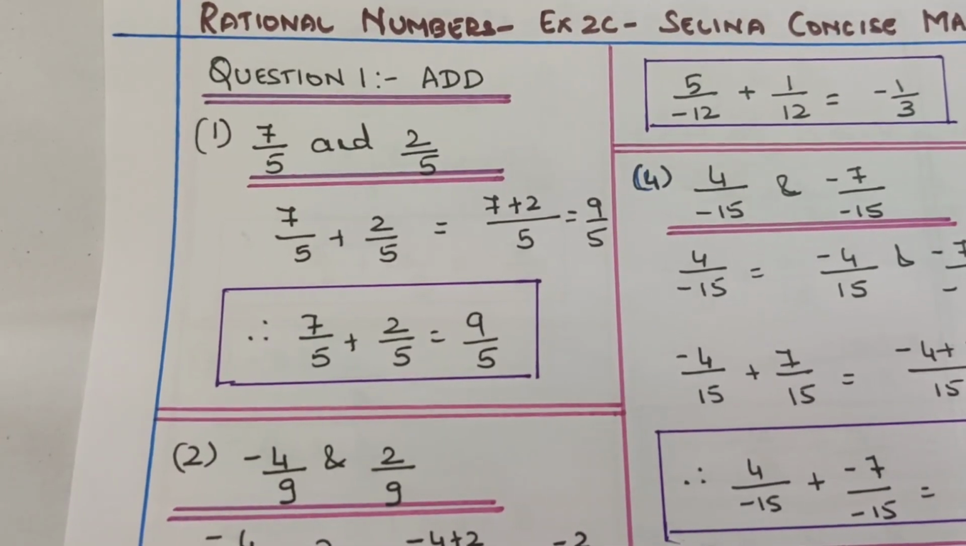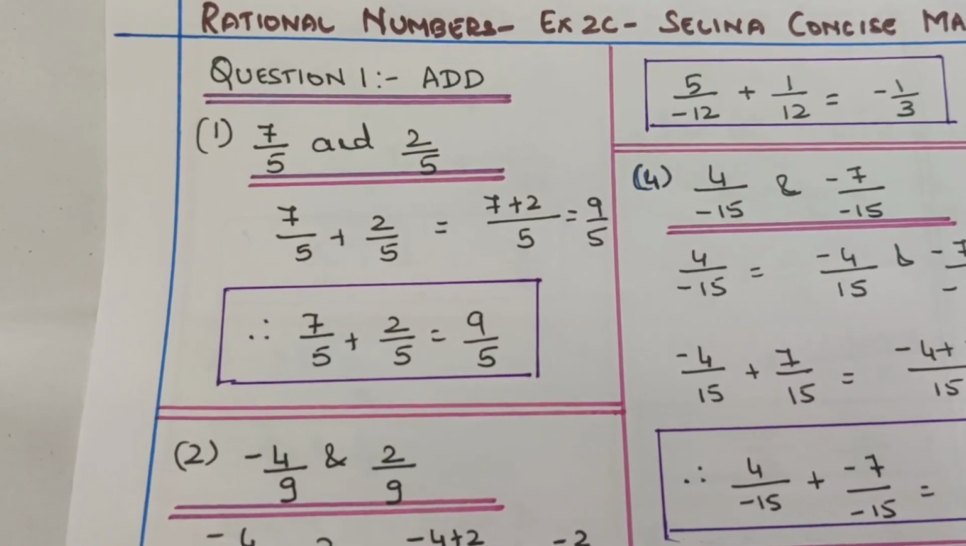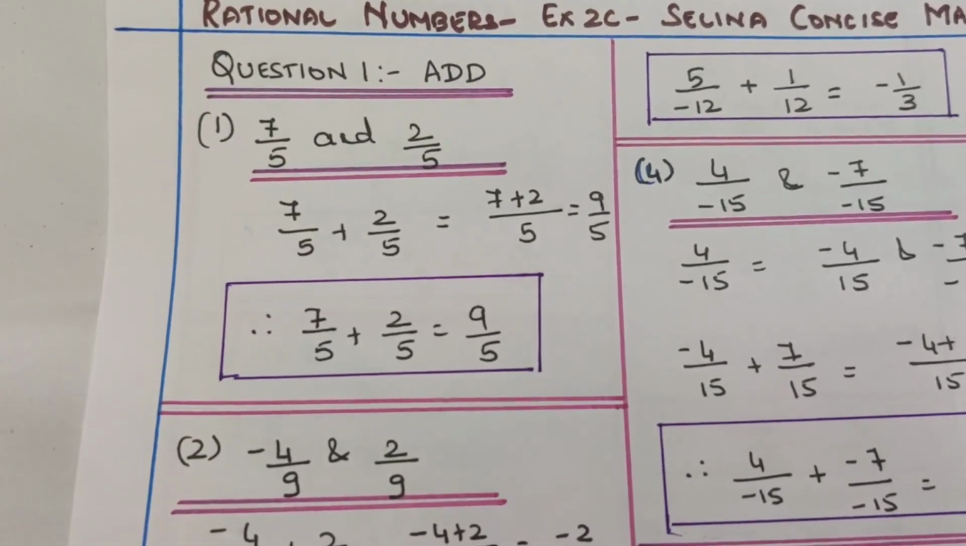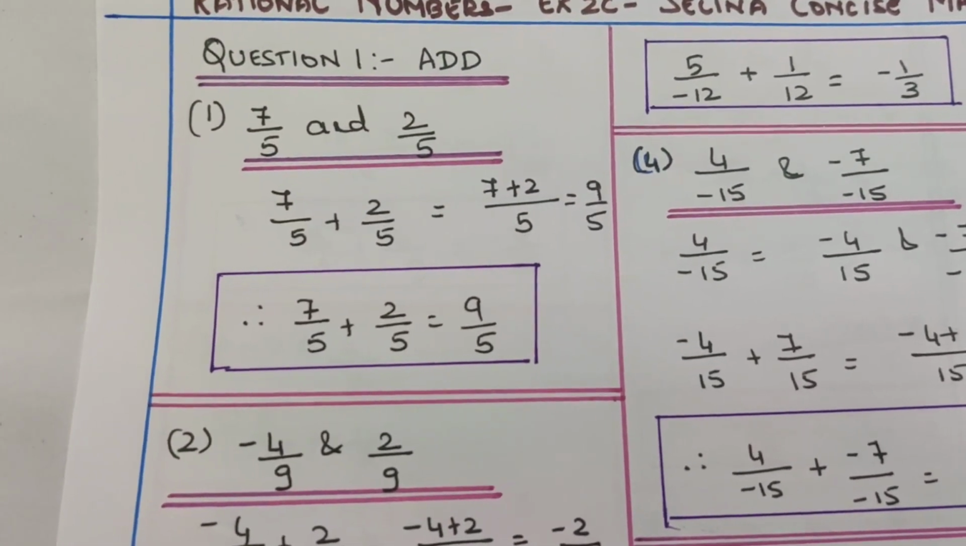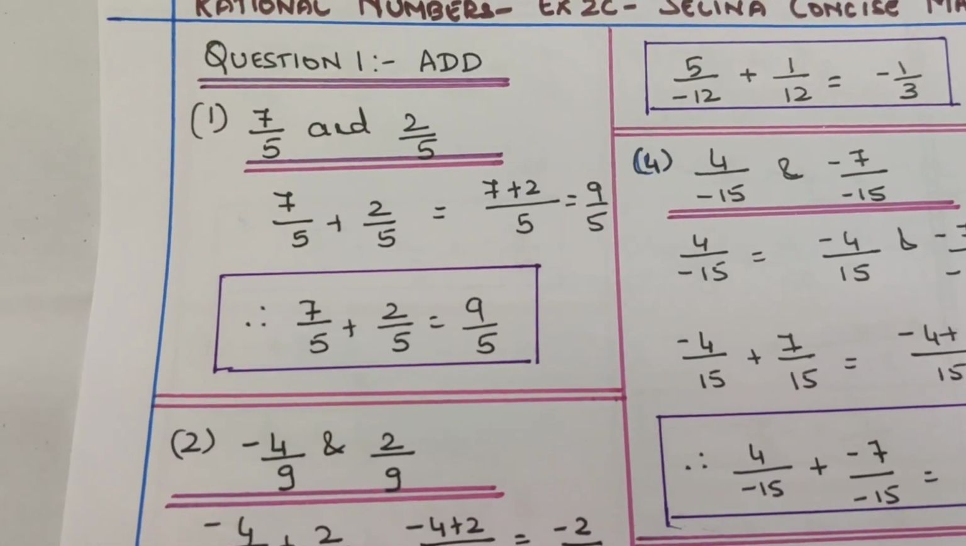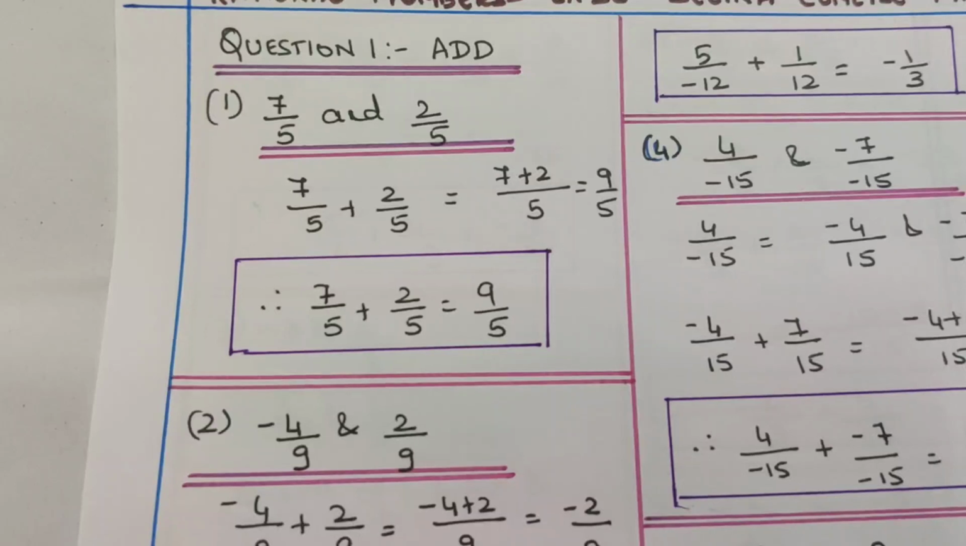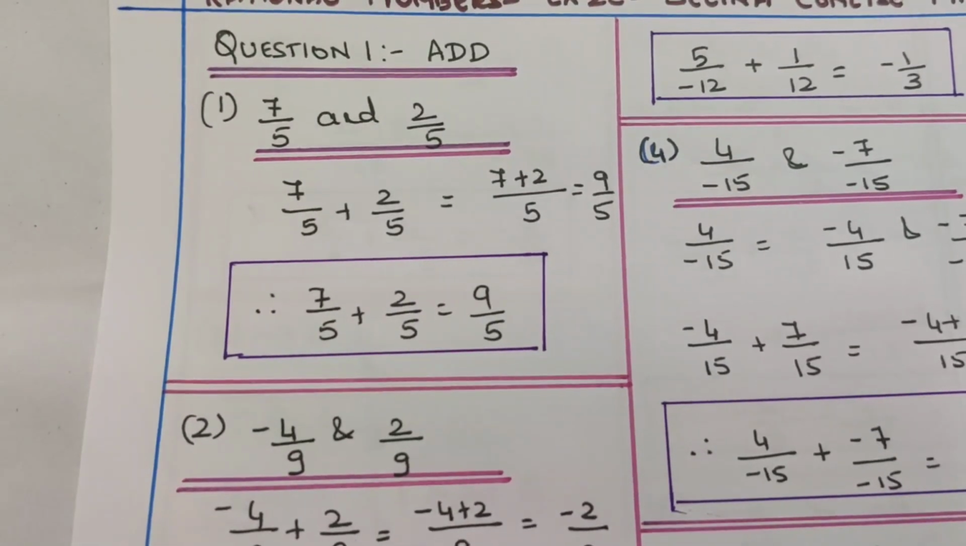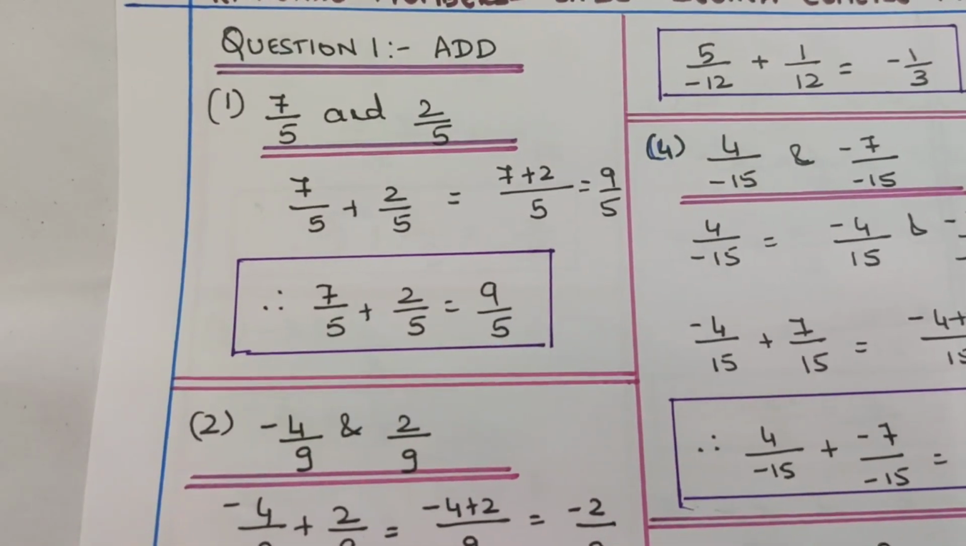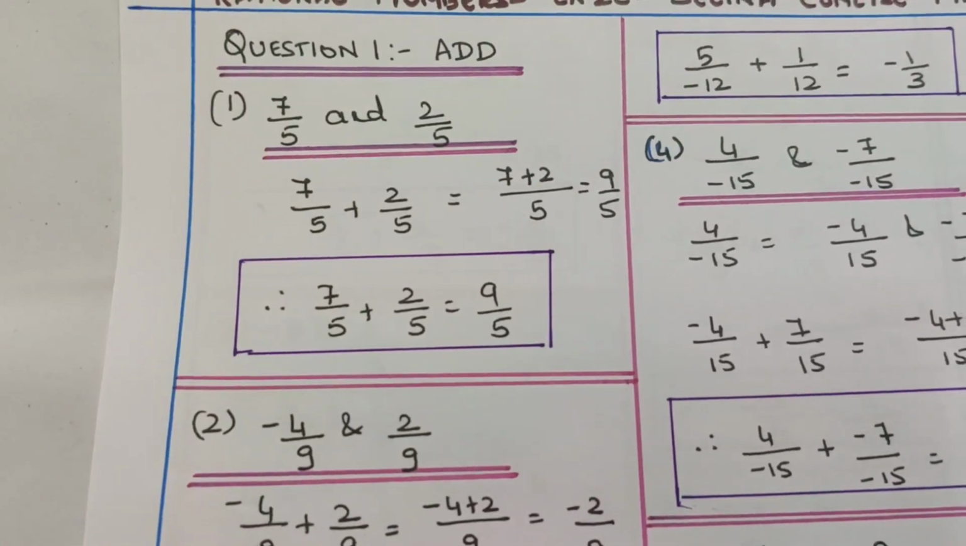So we do 7 by 5 plus 2 by 5, that is nothing but 7 plus 2 by 5, that's equal to 9 by 5. You can convert this into a mixed fraction and keep it as 1 4 by 5 if you want to. I think I've missed out on that. So if you want to convert into mixed fractions, you can make it as 1 4 by 5.